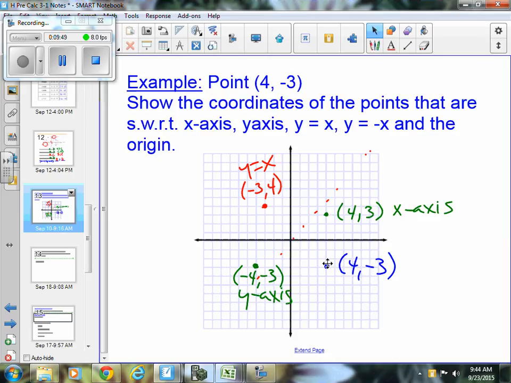Okay, y equals negative x. That means not only do they reverse, they're the opposite. So it would be positive 3 and negative 4. That would be y equals negative x. So that would be going through, here's the line y equals negative x, folding from one to the other.